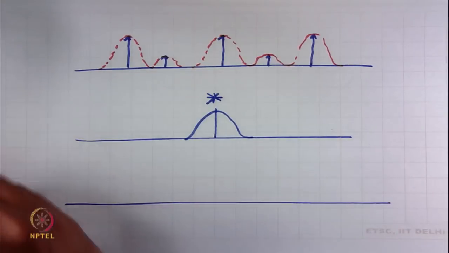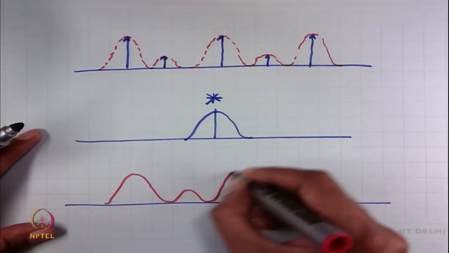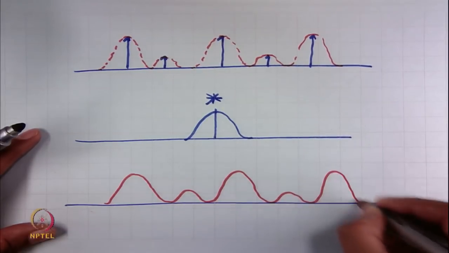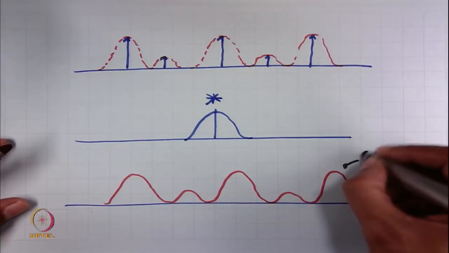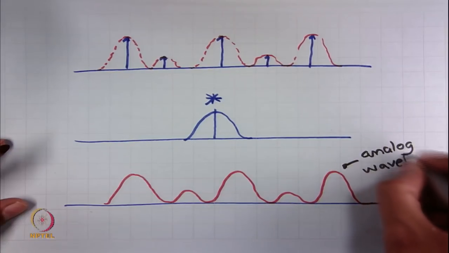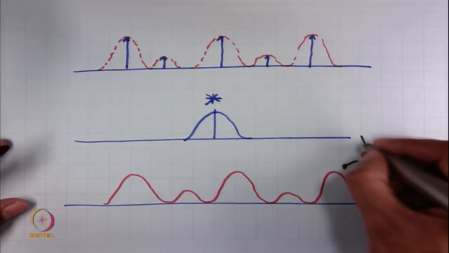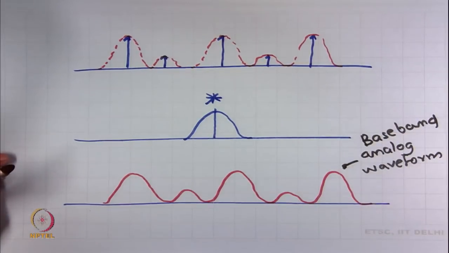Output of the filter would be some waveform like this. And this is an analog waveform. Moreover, this is a baseband analog waveform. Baseband means that most of its energy would be centered at around DC.